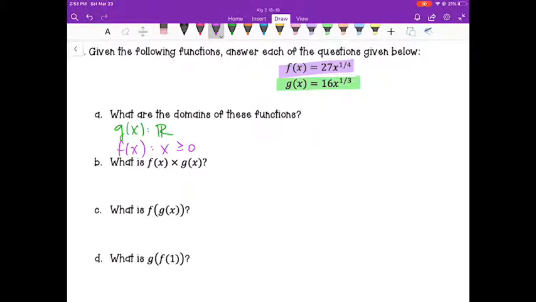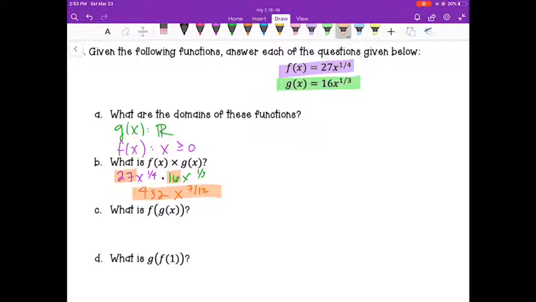Now, if I want to multiply f of x times g of x, that means that I'm going to take 27x to the 1/4 and multiply by 16x to the 1/3. Well, 27 times 16, that gives me 432. X to the 1/4 times x to the 1/3, we add our exponents. So that gives me x to the 7/12.